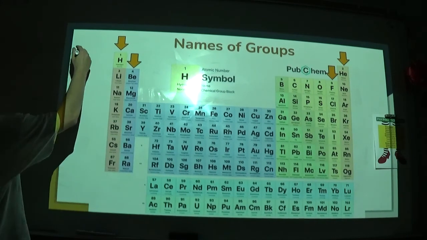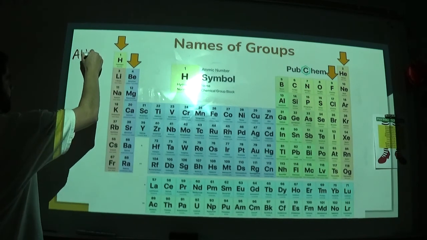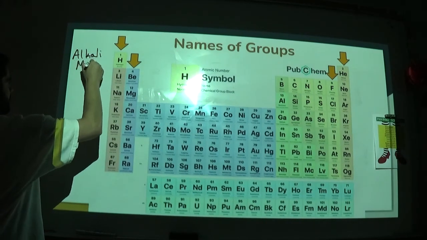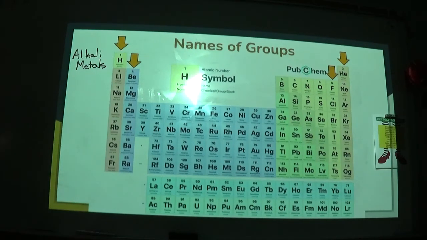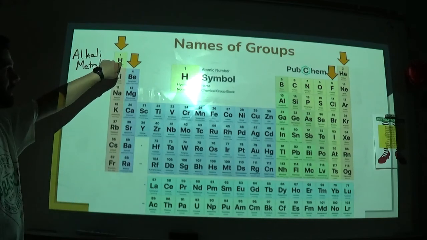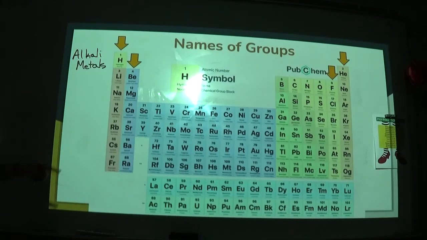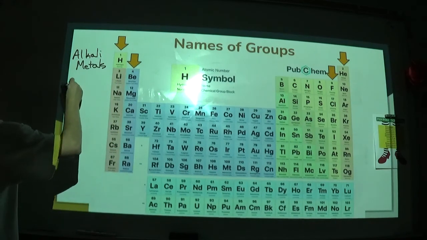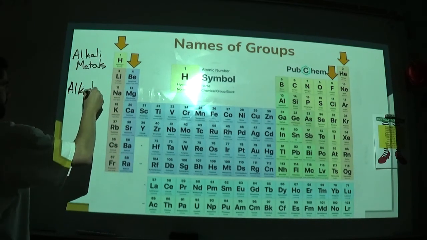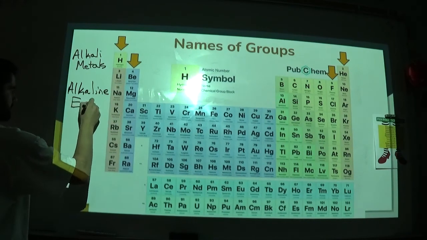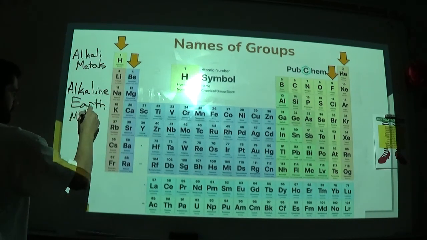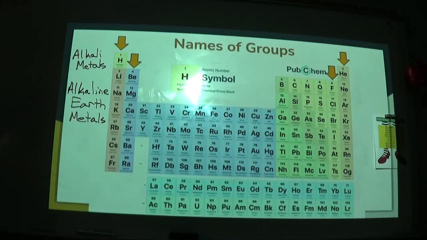Group 1, those are called alkali metals. So if I say alkali metal, I'm talking about a metal in group 1. Technically hydrogen is not a metal, so it's technically lithium through francium, but it's in group 1. Alkali metals. Group 2, these are called alkaline earth metals. That's group 2.